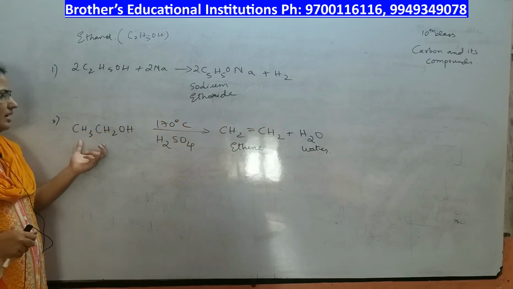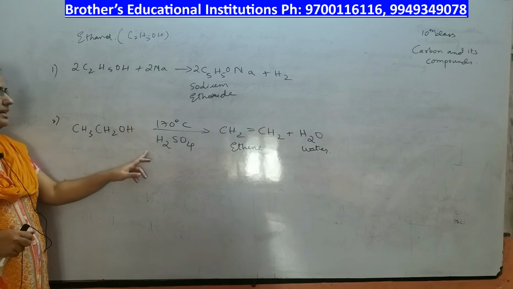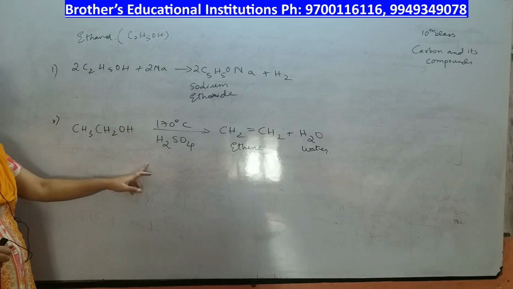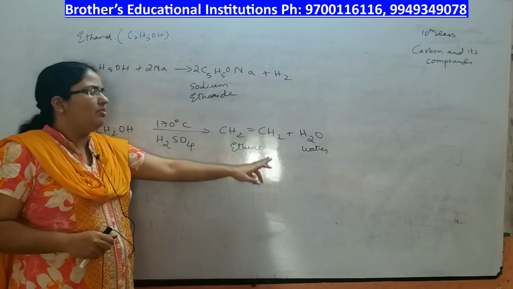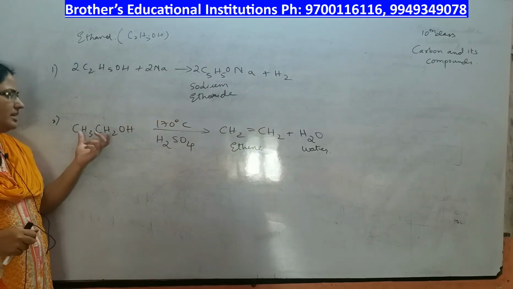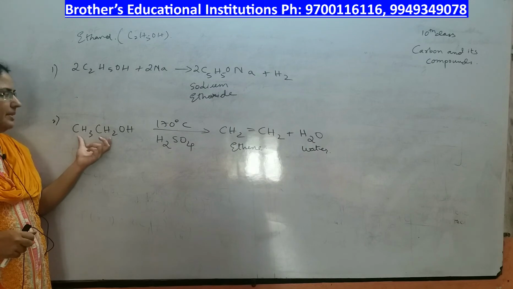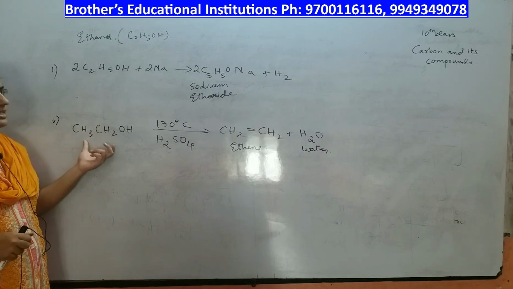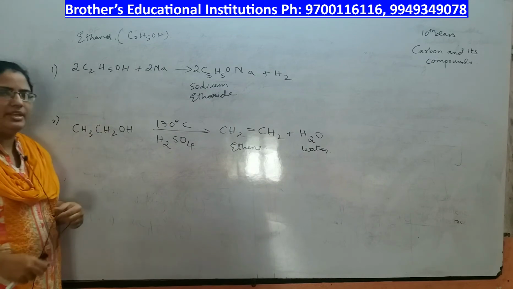Ethanol at 170 degrees centigrade reacts with sulfuric acid to give back ethene and water. This reaction is called a dehydration reaction because here the water molecule is removed from ethanol. That's about the chemical properties of ethanol.